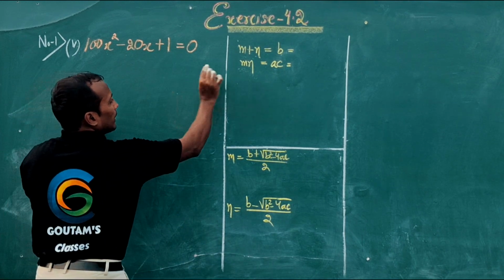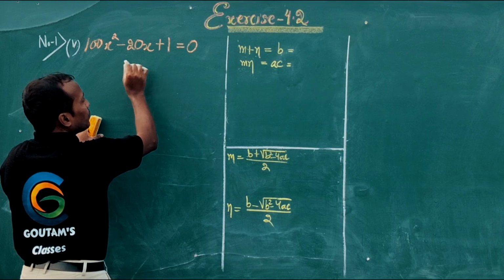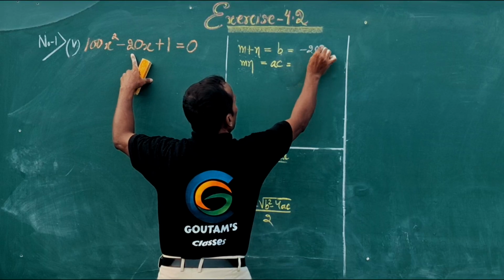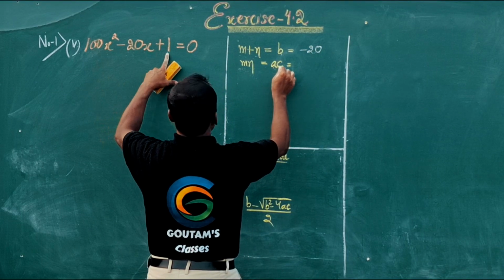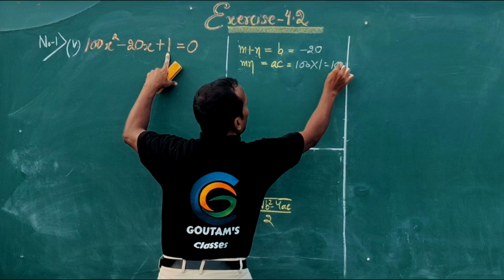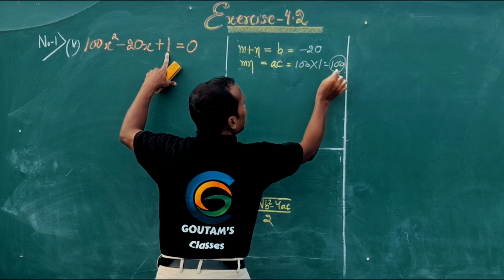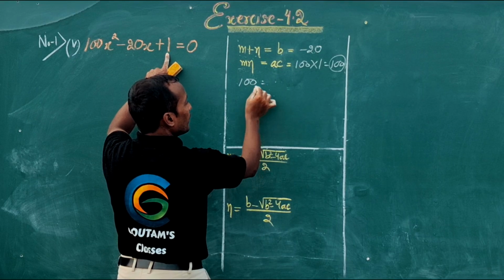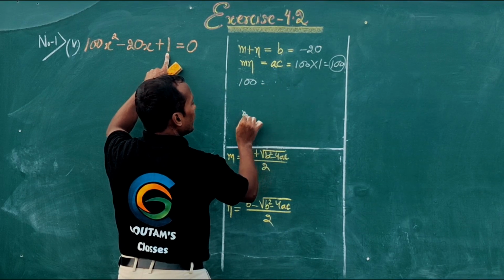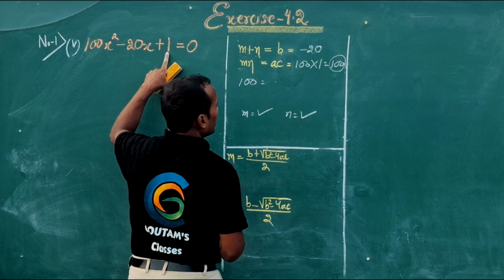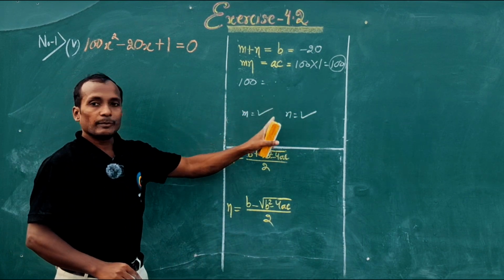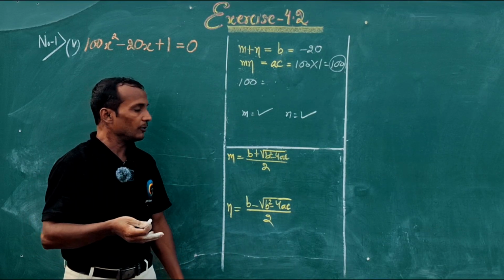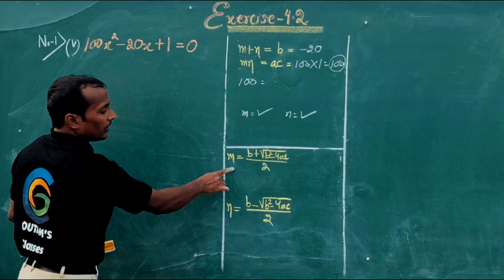If you want to go for this method, you will split minus 20x into two parts, mx and nx, and m plus n has to be b, meaning minus 20, and m into n must be equal to a into c, meaning 100 into 1 is equal to 100. So taking this 100 and writing it as a product of two numbers in as many ways as possible, or finding the prime factorization of 100, you can find the value of m and n. If you feel any difficulty in this method, then you can use this. Either this or this method, any method that helps you, you can work. I am using this method now also.